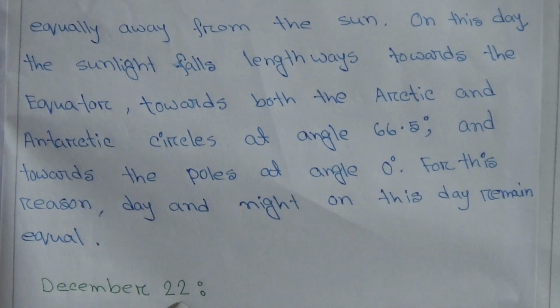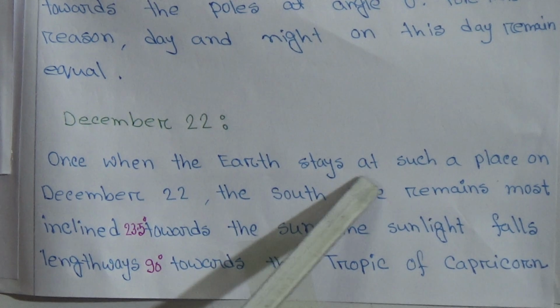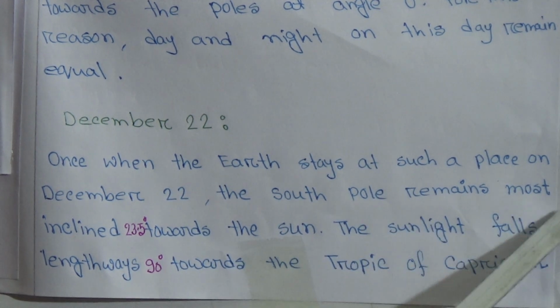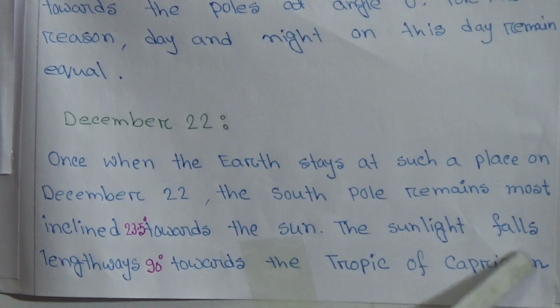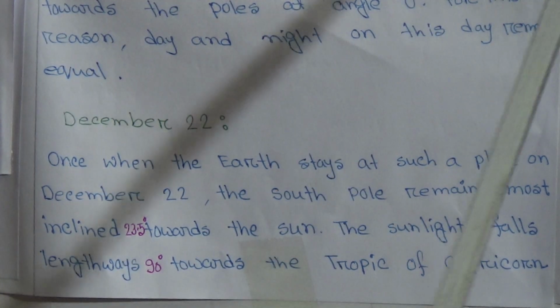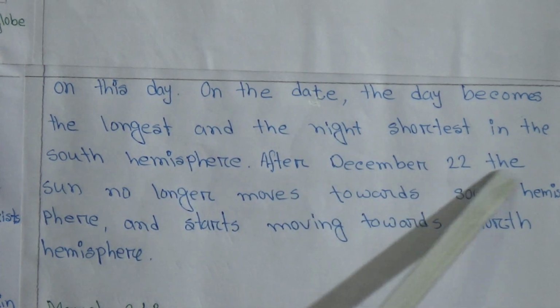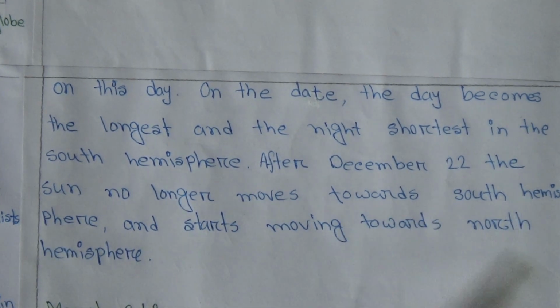Next, December 22. When the earth stays at such a place on December 22, the South Pole remains most inclined, 23.5 degrees towards the sun. The sunlight falls lengthwise at 90 degrees towards the Tropic of Capricorn. On this day, the day becomes the longest and the night shortest in the southern hemisphere. After December 22, the sun no longer moves towards the southern hemisphere and starts moving towards the northern hemisphere.